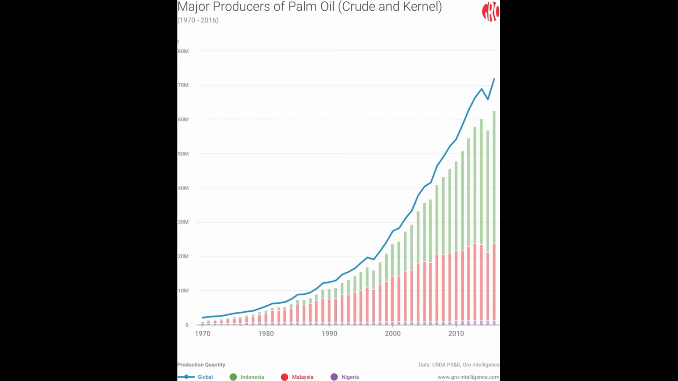The second graph you can see on the screen is the production of palm oil. Unfortunately, we can see that palm oil production is increasing from 1970 to 2010, and this is a clear correlation between the two graphs that I just showed, where the increase in palm oil production resulted in the decrease of the Bornean orangutan population.